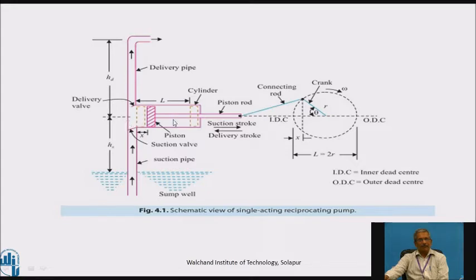When it starts moving towards the right hand side, suction or low pressure will be generated in this area, and due to that the suction valve will be open. The suction valve will be open because the pressure on this liquid will be atmospheric pressure, whereas the pressure towards the left hand side of the piston will be lower than atmospheric pressure.